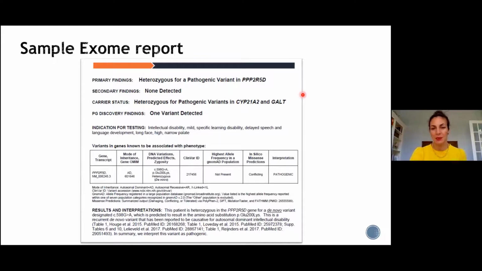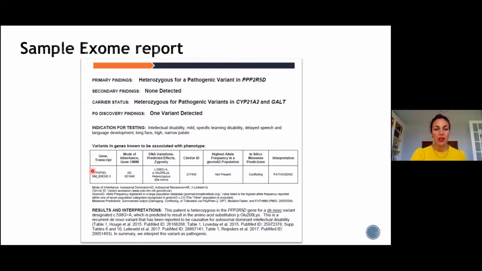This isn't HADS specific, but you might see primary findings, secondary findings, carrier status, discovery findings. You'll see an indication for the test. This is usually what the ordering provider will tell the lab about why they're ordering the test. This is really important because with a test like exome sequencing, they will be focused on genes related to the indication. In this particular one, the indication was intellectual disability, mild specific learning disability, delayed speech and language, long face, high narrow palate. So some facial features as well as some intellectual disability.